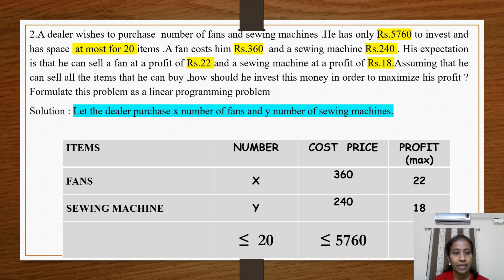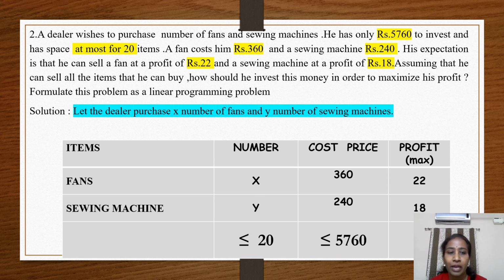His expectation is that he can sell a fan at a profit of rupees 22 and a sewing machine at a profit of rupees 18. Assuming that he can sell all the items that he can buy, how should he invest his money in order to maximize his profit? Formulate this problem as a linear programming problem.